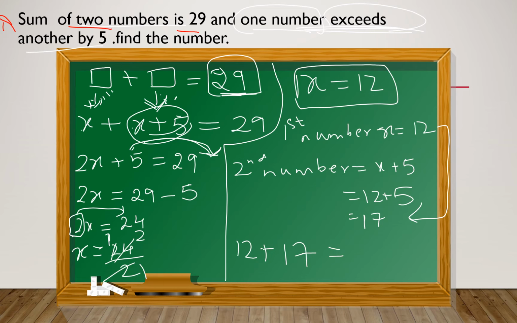The sum of these two numbers should come as 29. So 12 plus 17 is 29, and the RHS is also 29. Both LHS and RHS are equal. That means the value of x is correct, so the first number and the second number are both correct. So this is the answer: the first number is 12 and the second number is 17.